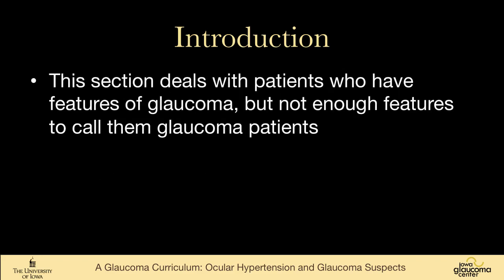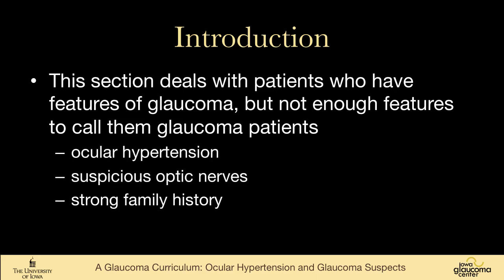This section deals with patients who have features of glaucoma, but not enough features to call them glaucoma patients. So this will be people with ocular hypertension, suspicious optic nerves, or a strong family history of glaucoma.